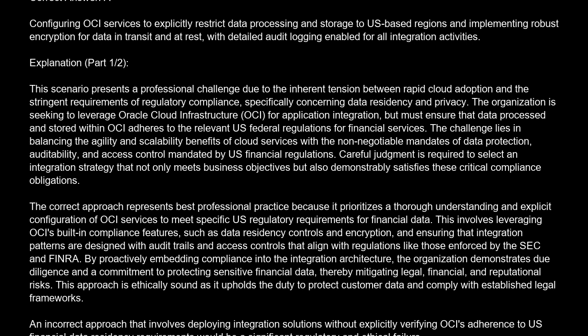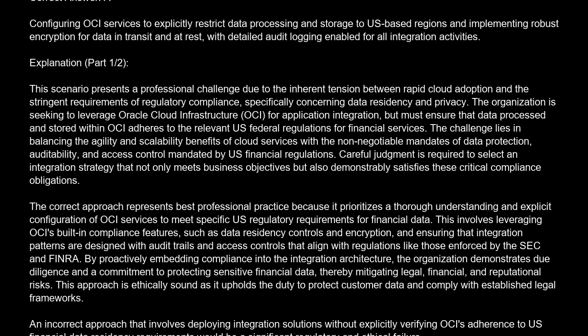The correct approach represents best professional practice because it prioritizes a thorough understanding and explicit configuration of OCI services to meet specific U.S. regulatory requirements for financial data. This involves leveraging OCI's built-in compliance features, such as data residency controls and encryption, and ensuring that integration patterns are designed with audit trails and access controls that align with regulations like those enforced by the SEC and FINRA.